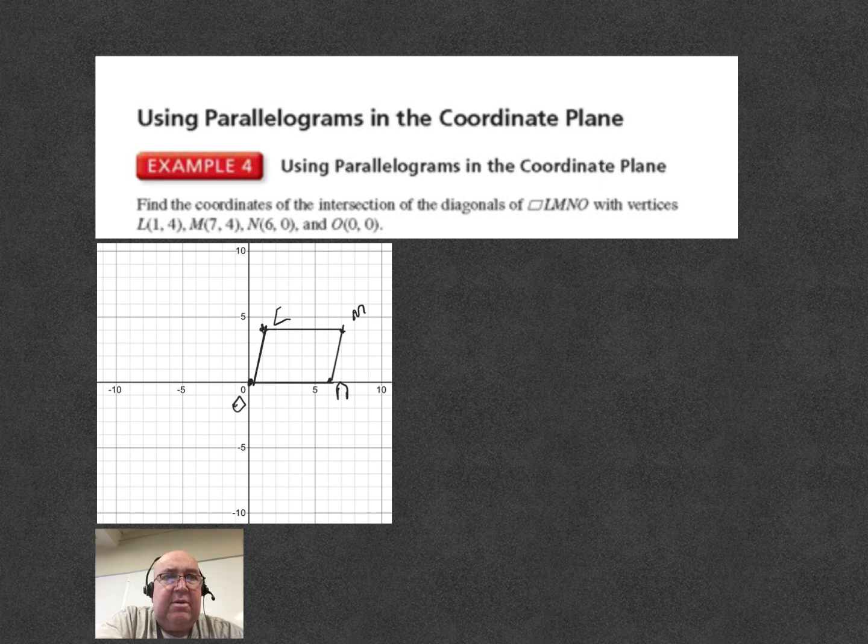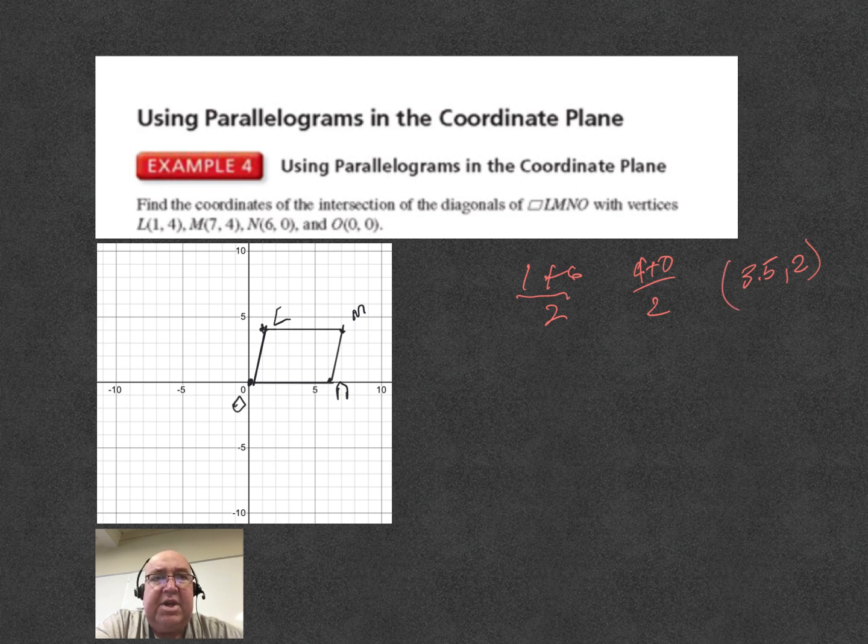So all we're going to do here is take the opposite vertices. So L and N, we're going to take the x values of 1 and 6 and add those together and divide by 2. And we're going to use the same for the y values, 4 plus 0, and divide by 2. And we're going to get 3.5 and 2.